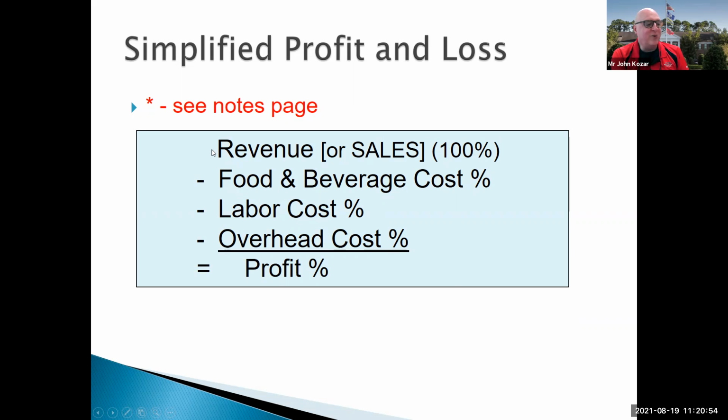So we go back to our equation to calculate profit. We're going to take the number that we have for sales and subtract food and beverage cost, labor cost, and then overhead costs, and that's going to give us a profit, we hope. If we have costs that exceed our revenues, then we're going to show a loss.